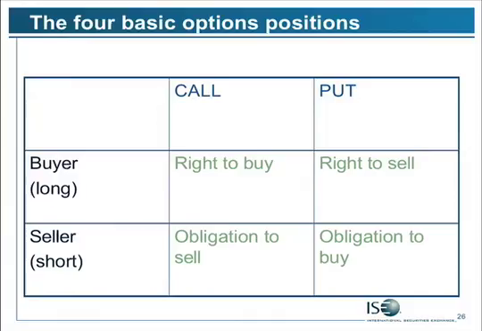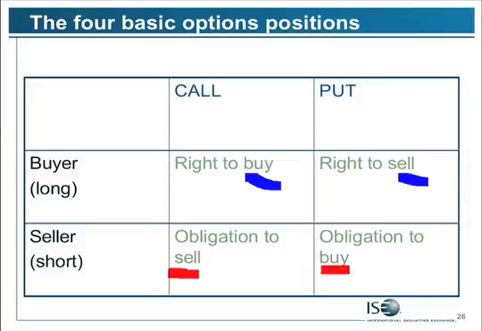And this table, I think, does a great job in explaining this. So what you're getting here is that buyers, the benefit is that they have limited risk. They either have the right to buy or the right to sell, depending on if it's a call or a put. Sellers are going to receive option premiums, but they're obligated to sell if the market moves up, and they're obligated to buy if the market moves down.